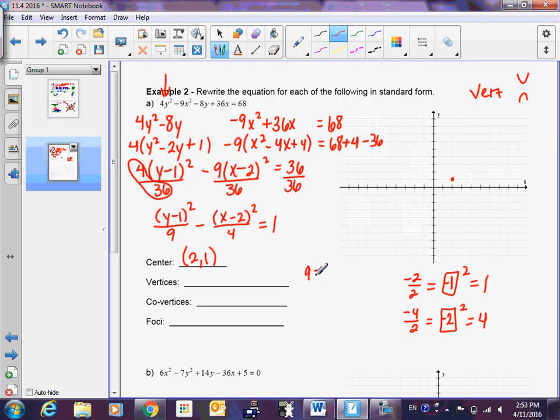Okay, what about a? Remember, a squared is always first. So a is 3. And because it's underneath a y, I'm going to go up 3, 1, 2, 3, and I'm going to go down 3, 1, 2, 3. And those are going to be your vertices. So go ahead and write down those coordinates and see if you can come up with co-vertices as well.